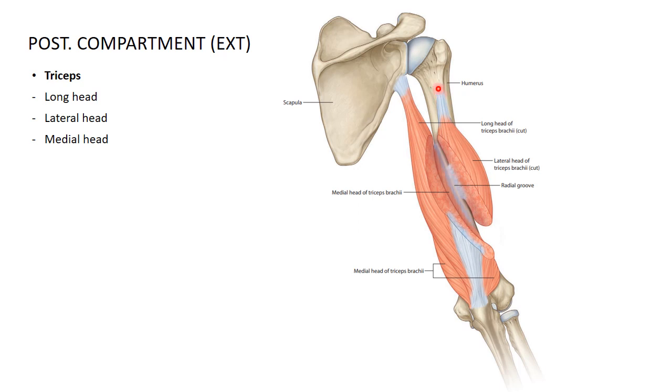So the arrangement is: origin of the lateral head of the triceps, then the radial groove or spiral groove, and then the medial head of the triceps. This is the order of the muscles and the spiral groove, so the spiral groove lies between the medial head and the lateral head of the triceps. All three heads converge and form a common tendon that inserts into the superior aspect of the olecranon process.